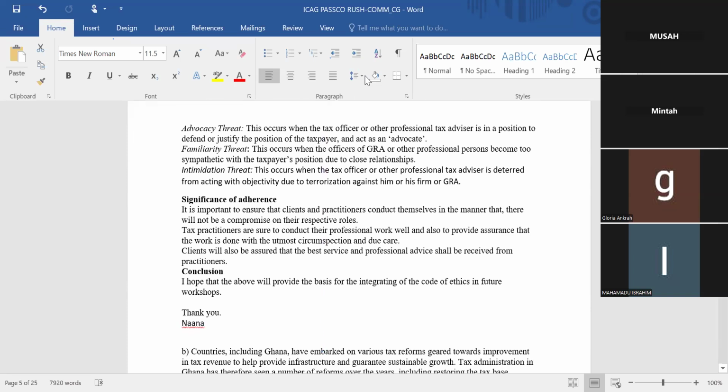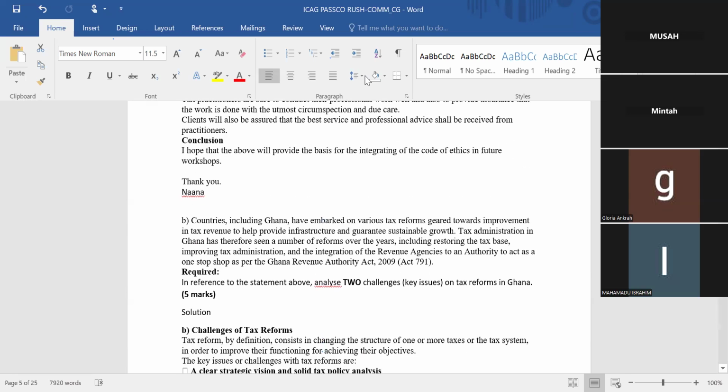As for the significance of the adherence, it is important to ensure that the client and practitioner conduct themselves in a manner that there will not be any compromise on their respective roles. Tax practitioners are to conduct their professional work well and also to provide assurance that the work is done with utmost circumspection and due care. So please, this is how the examiner was expecting us to do.